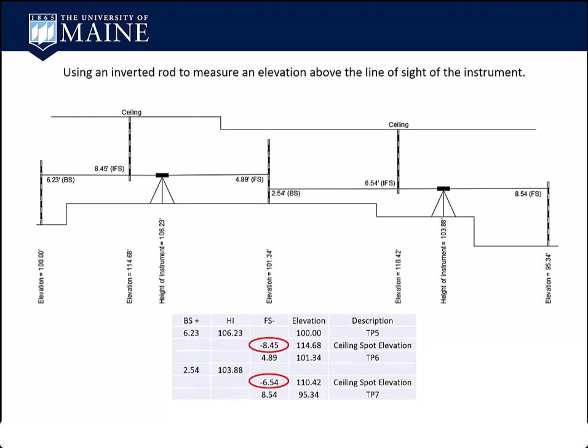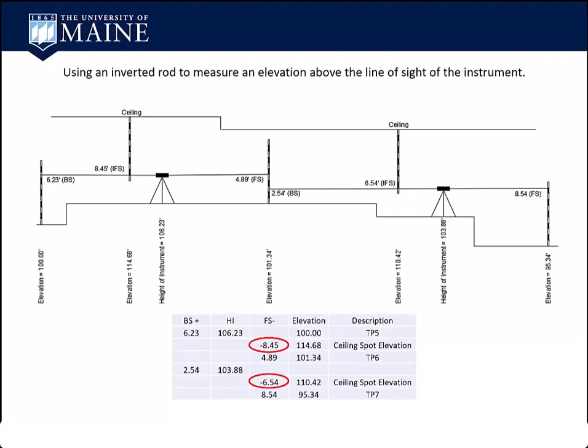And then right below it, they have a shot on turning point 6, which is 4.89, and you can see in the image that you go from HI to foresight and then elevation. So you could have 15, 20, 30 of these intermediate foresights, but they aren't part of carrying the elevation in the level run.